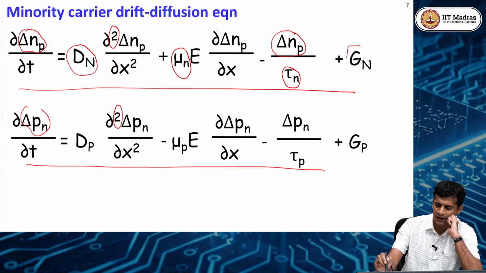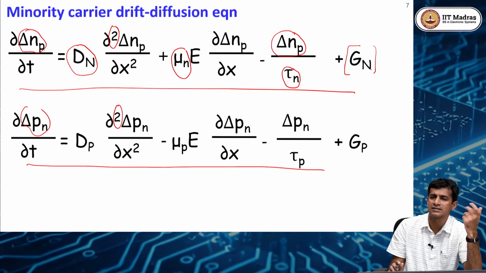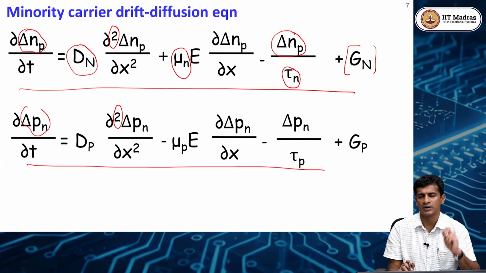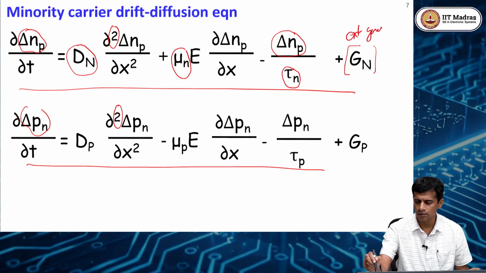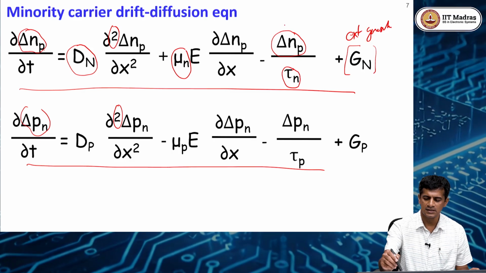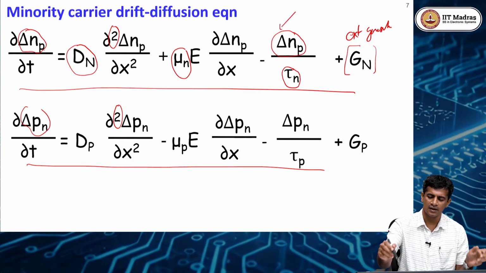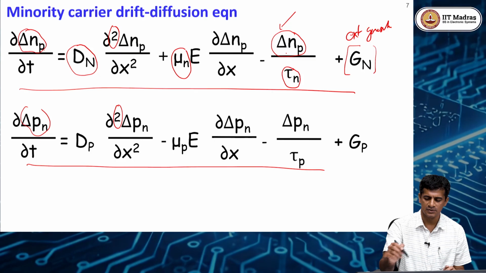And this is any other generation. So if you have an external generation or something, that is this one, right? So this is the external generation. So this is all about the generation minus recombination, that is this one.